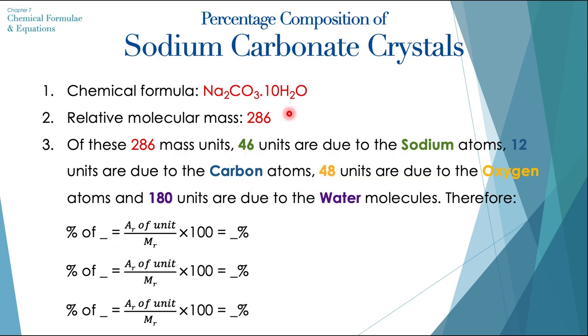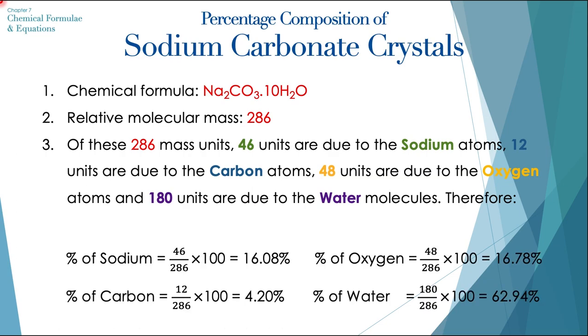Do it right now and you'll get it. So therefore, the percentage of sodium, percentage of carbon, percentage of oxygen, and percentage of water as well. I just showed 3 over here, you're going to do 4, okay? The relative atomic mass of the unit is divided by the molecular mass and then multiplied by 100. This is what you do with all of the atoms. And I want you to do it yourself right now. Find out the percentage of all of these units of sodium carbonate crystals.